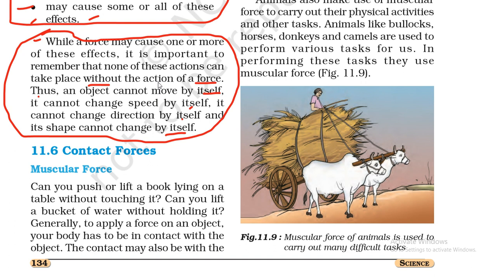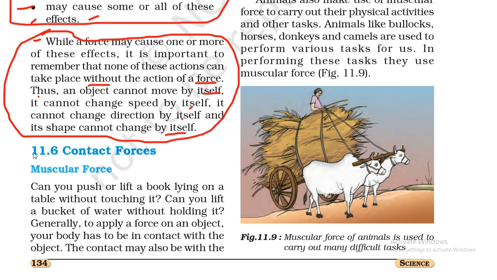So let me repeat, what is inertia? I am sure you have understood that in absence of force, a body cannot change its speed, a body cannot change its direction, a body cannot change its shape. So this inability of the body is known as inertia. And what is the inability? It cannot change its speed by itself, it cannot change its direction by itself. So these are inabilities, and the property by which this happens is known as inertia.